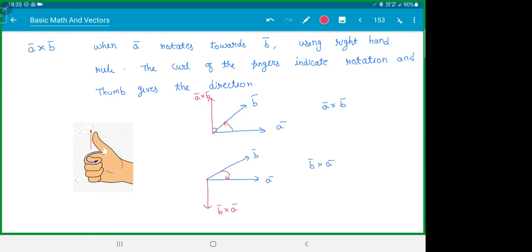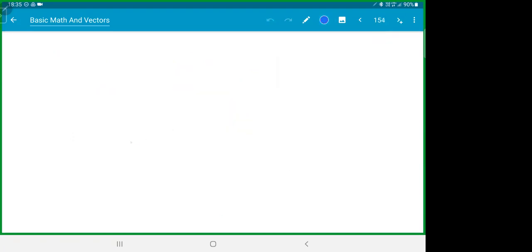On the paper in the book which you have, just draw two lines like this, A bar and B bar. If you try to rotate A bar towards B bar, what direction is this? Anti-clockwise, no? If you take your right hand and put it on the paper and rotate anti-clockwise, the thumb is pointing out, and if you rotate clockwise, that will be this way, the thumb is pointing down. Is that making sense? A cross B and B cross A.